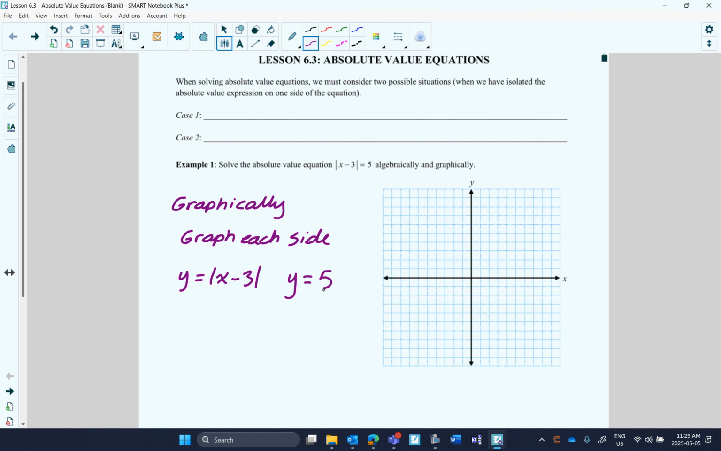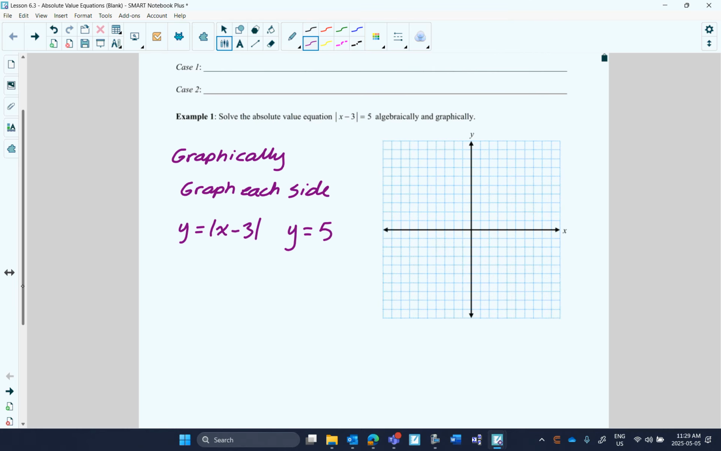You guys have to know this. You guys did it with quadratic equations. You solve them by graphing. But this works with any equation. All right, let's graph this first, because we should know this.